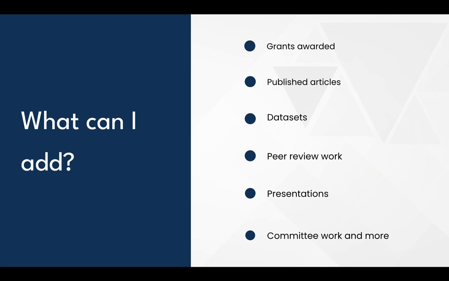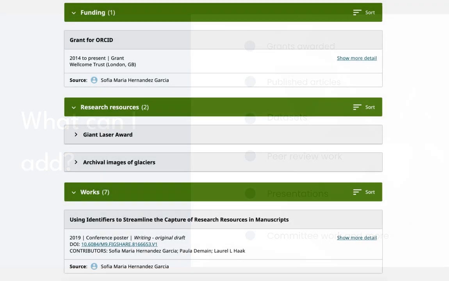So, what can you add to your profile? You can easily add anything you might want to add to a normal professional or academic CV. The content you can add includes but is not limited to grants awarded, published articles, datasets, peer review work, presentations, and memberships in professional associations and organizations.